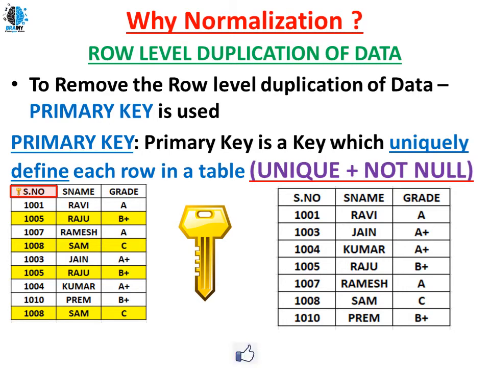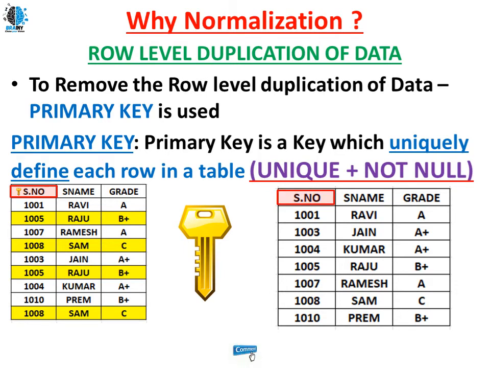The moment I apply the primary key on a serial number, whatever data I am getting is unique data. And in serial number, all the data is filled 1 to 10. Every data is filled. None of the row or the column is empty here. So primary key will ensure that the data entered by the end user will be unique, as well as it should not be null. So by using the primary key on any table, we can remove duplication of data at row level. So to remove the row level duplication, we will be using primary key. So primary key will make sure that the data will be unique and it is not null.